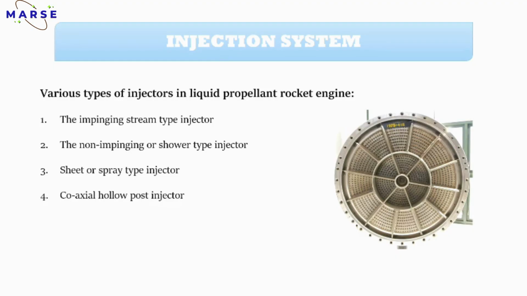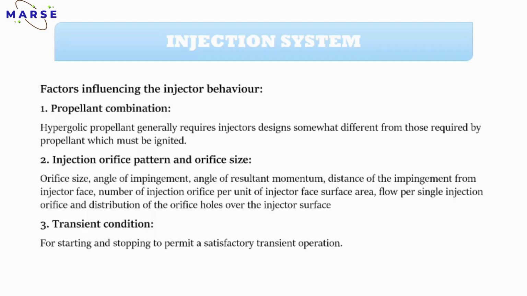So there are these small parameters that affect the injector behavior. So what are the parameters? We will see that: orifice size, angle of impingement, angle of resultant momentum, distance of impingement from the injector face, number of injection orifices per unit of injector face surface area, flow per single injection orifice, and distribution of the orifice holes over the injector surface.